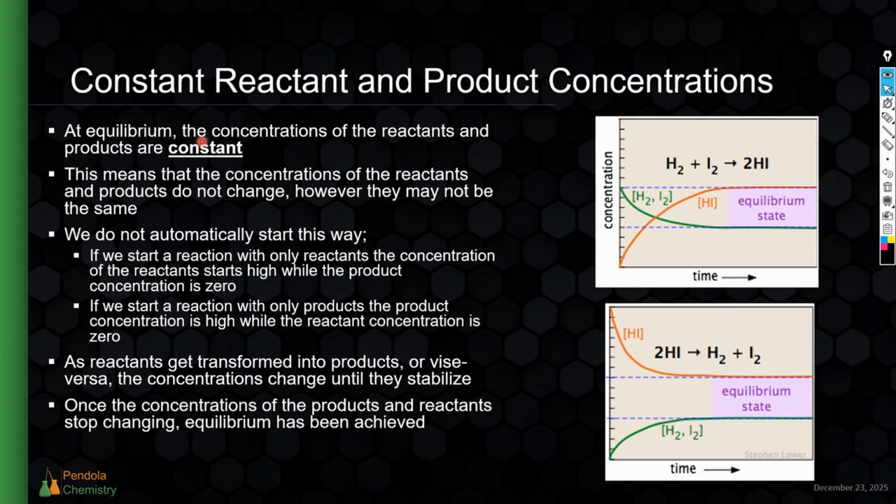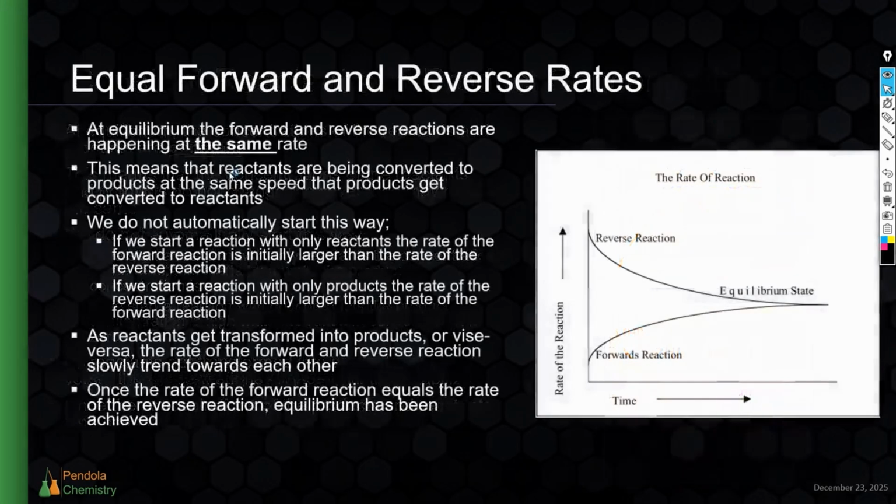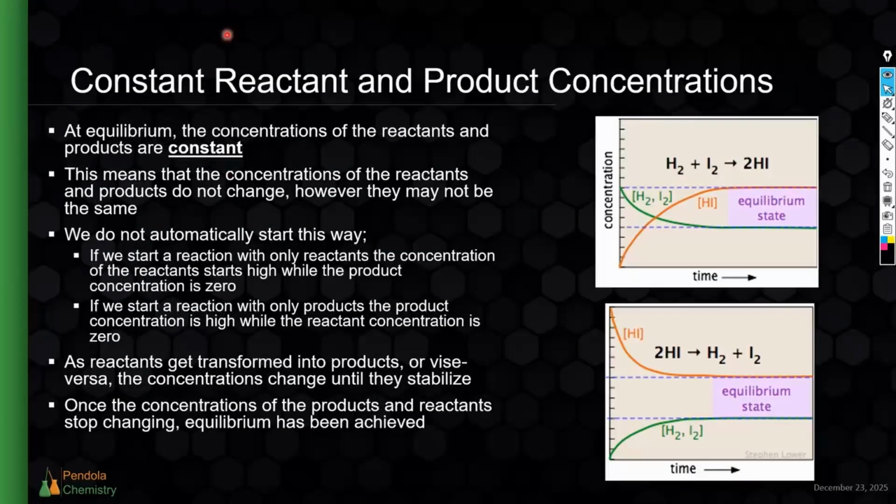When we say two things are the same, we mean that they have the same identical number. Whereas when we say they're constant, that means they stop changing. Now, they could be constant and the same, but they could also be constant and different. The concentration of the reactants and the products at equilibrium do not change. They may not be the same, but they are going to be constant because they do not change. And that's because the rates of the forward and reverse reactions are the same. So because of characteristic 2, characteristic 3 happens.